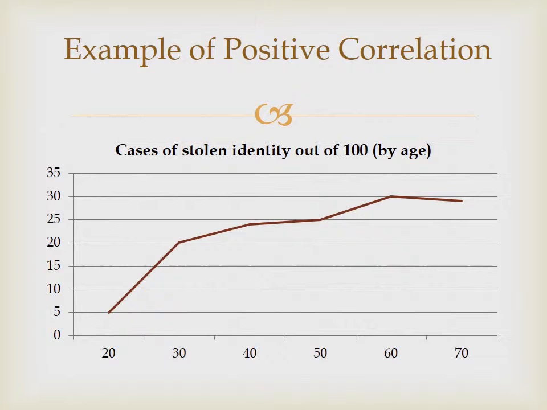When the line looks like that, like an uphill climb from left to right, you're likely looking at positive correlation. And what that means in simple terms is that as age increases, the cases of stolen identity also increase. And you might think, okay, well, that kind of makes sense. Sometimes we hear that older people are particularly vulnerable to this type of victimization. And so maybe this data makes sense to us and is not too surprising that as you get older, maybe we find more cases of stolen identity.